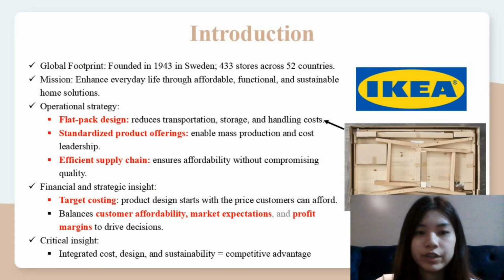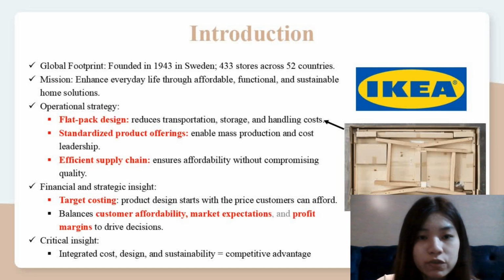IKEA is not just a furniture company, it is a global brand that has built a unique model for affordable, functional, and sustainable living. Founded in 1943 in Sweden, IKEA now operates 433 stores across 52 countries, demonstrating its global reach and brand influence. So as you can see, this is the IKEA logo.